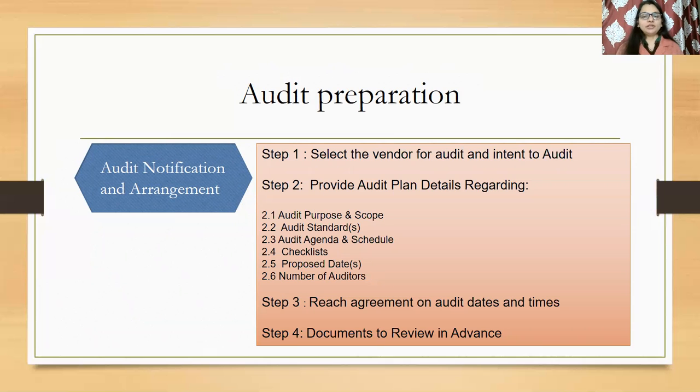Step one, select the vendor for the audit and intend to audit. Step two, provide audit plan detail regarding audit purpose and scope, audit standards, audit agenda and schedules, checklist, proposed date, number of auditors. Reach agreement on the audit dates and time, and documents to review in advance. In this case, the audit standard is very important. Which type of audit do we want to do? From where do we have to take the references for the audit standards?